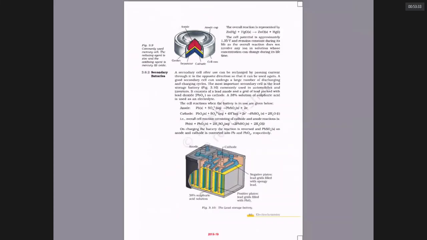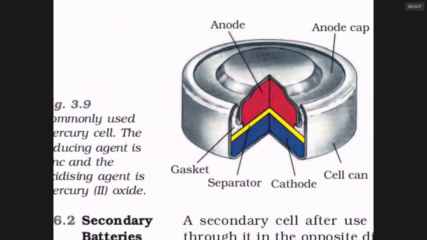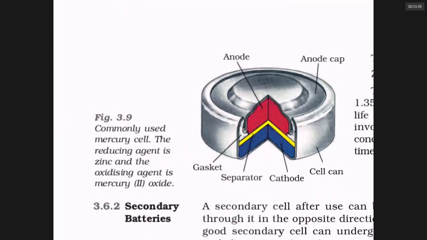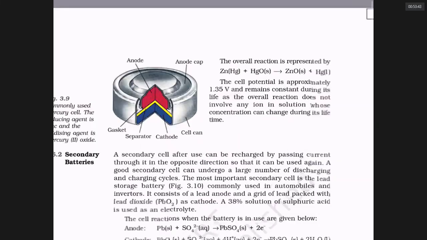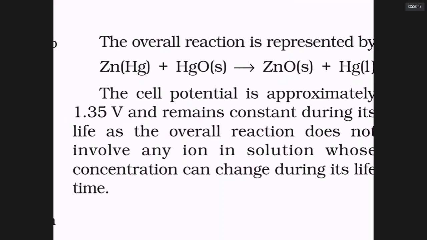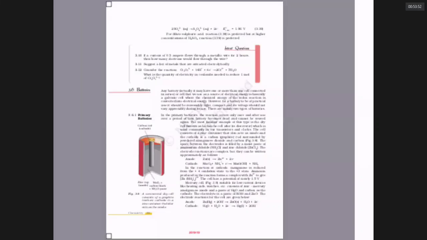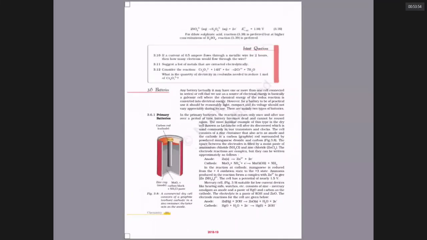What is this, sir? Zinc mercury cell. Mercury cell, which we use in. This is the reaction. Zinc amalgam plus HgO.